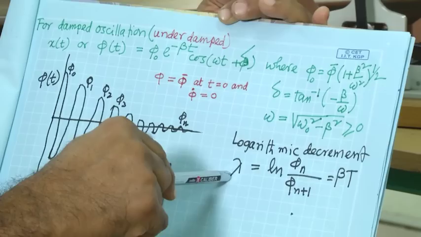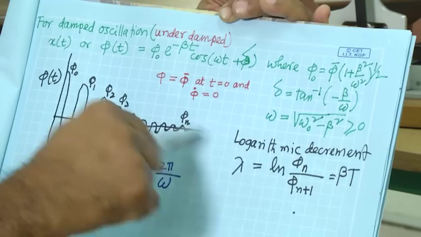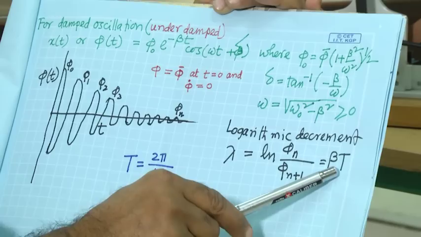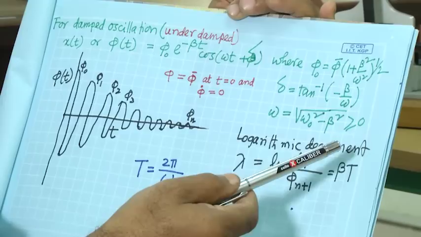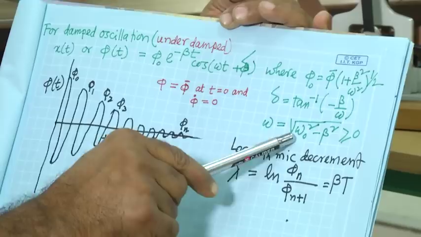So, lambda you will measure from here, and T, the time period, you will also measure. So, we can find out this beta from this relation. If you find out beta from this relation, you can find out omega 0, or if you know omega 0 and beta, then you can find out omega.